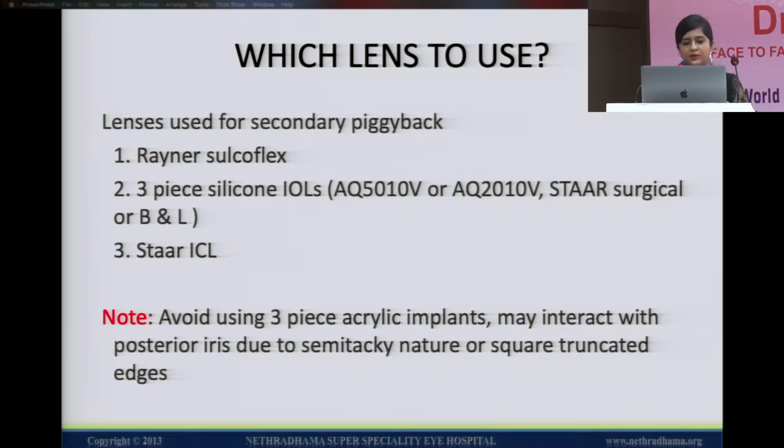So you have your Rayner Sulcoflex lenses. You can use 3-piece silicone IOLs. STAAR or any other ICL is useful. Basically, the idea is we need to use silicone lenses, and make sure that the size of the optic is a little larger, 3.5. And we need to make sure that it's a spherical IOL.